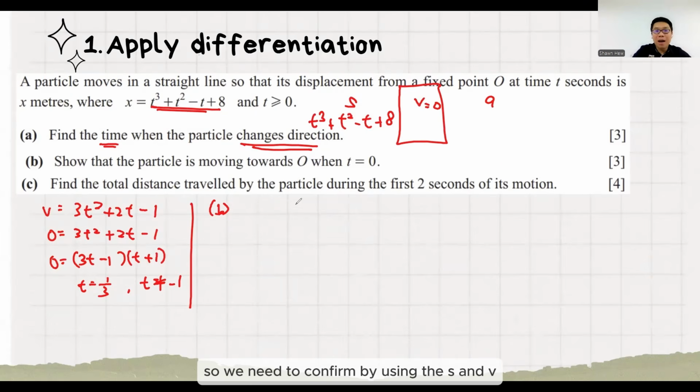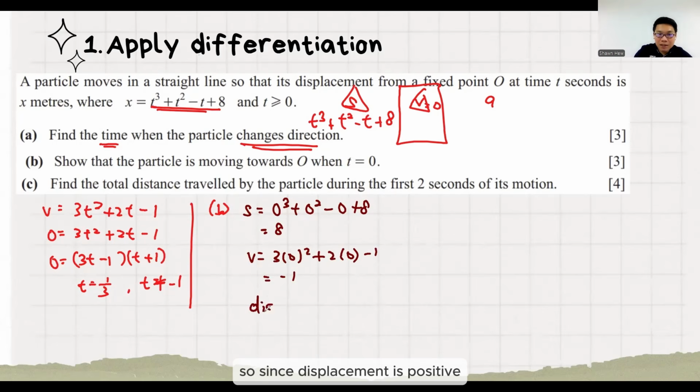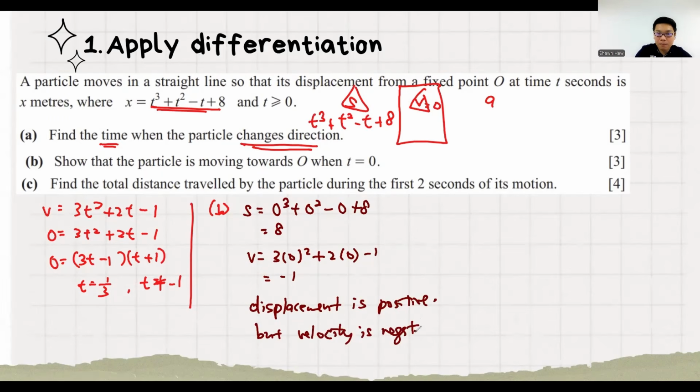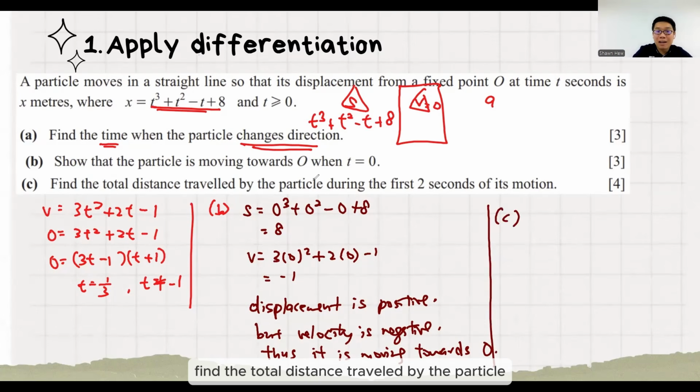So we need to confirm by using the s and v. s is positive 8, my v is -1. So since displacement is positive but velocity is negative, thus it's going back. Just like this. Part C, find the total distance traveled by the particle during the first 2 seconds.